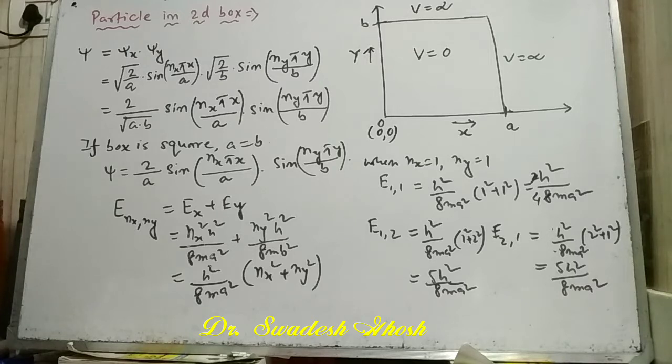And the number of such energy levels is called the degree of degeneracy of the degenerate state.